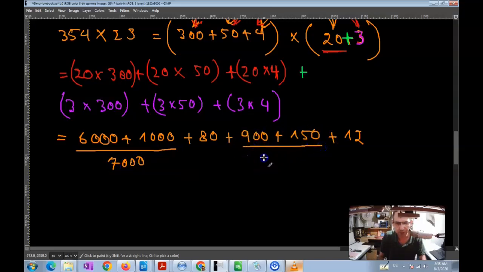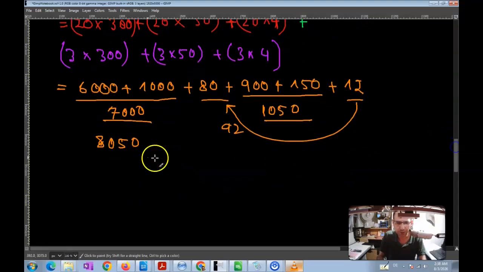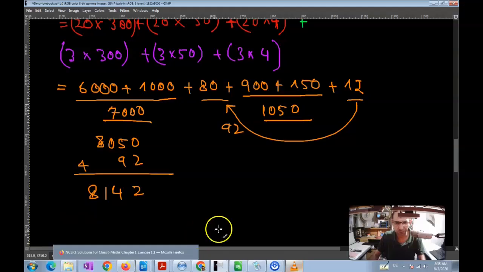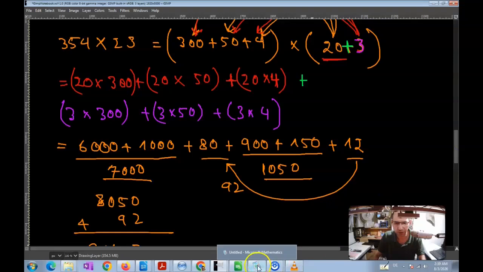Basically 900 and 150 is 1,050. And 80 plus 12 is 92. These two put together would be 92. And then if you add these numbers together, 7,000 and 1,050 is 8,050, and plus 92, which would be essentially 14 and 8,142. So, if you do this calculation on a calculator, you have 354 by 23.